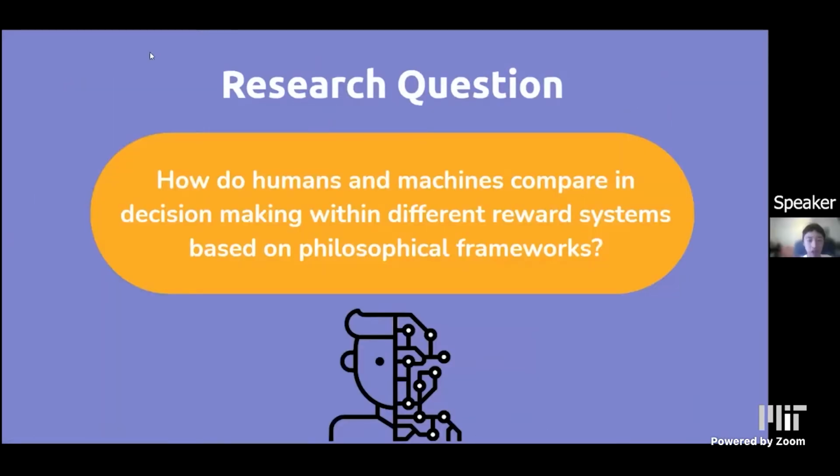So our research question for this was, how do humans and machines compare in decision making within different reward systems based on philosophical frameworks, which will be explored in the next few slides.